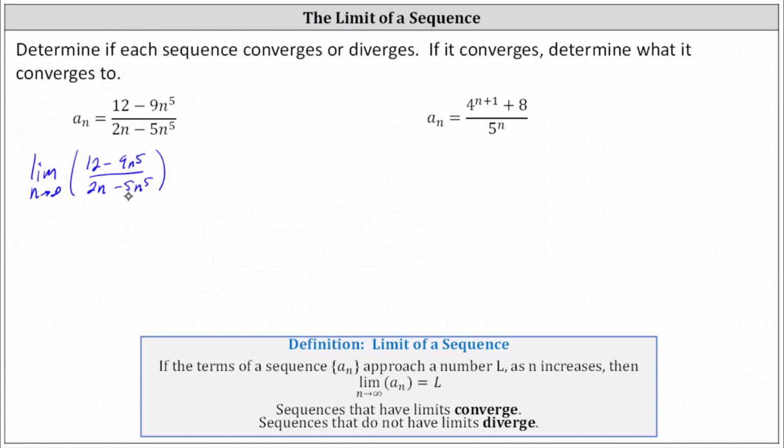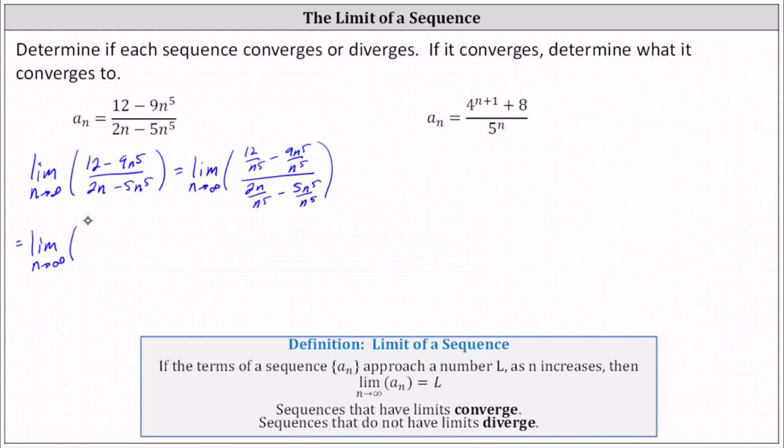But if we do want to show work and make more sense of the limit, we can divide each term in the numerator and denominator by the highest power of n from the denominator, which is n to the fifth. Let's go ahead and show this work. We'll divide every term in the numerator and denominator by n to the fifth. This gives us 12 divided by n to the fifth minus 9n to the fifth divided by n to the fifth, all divided by 2n divided by n to the fifth minus 5n to the fifth divided by n to the fifth. And now we simplify.